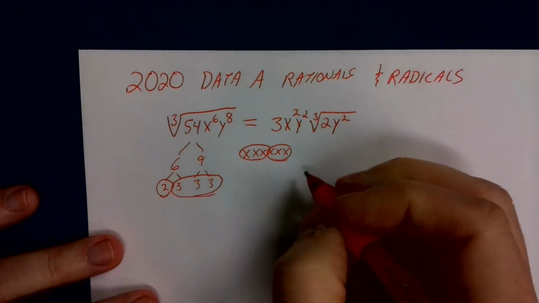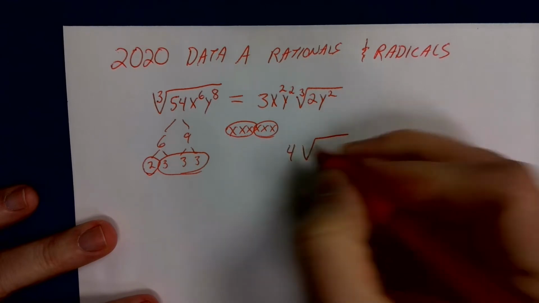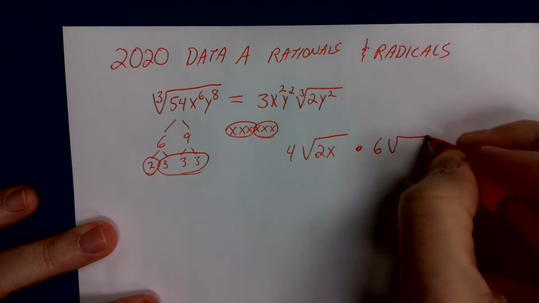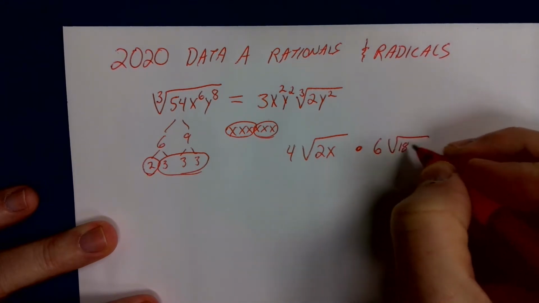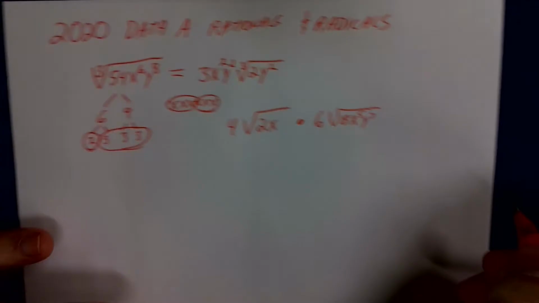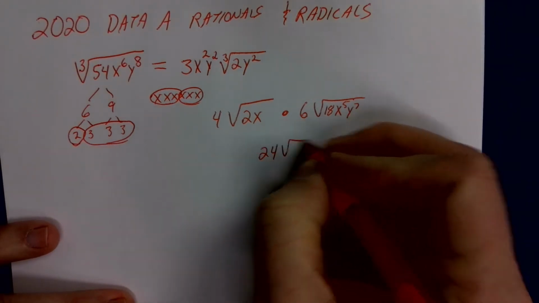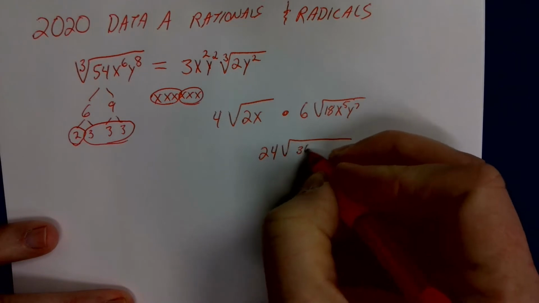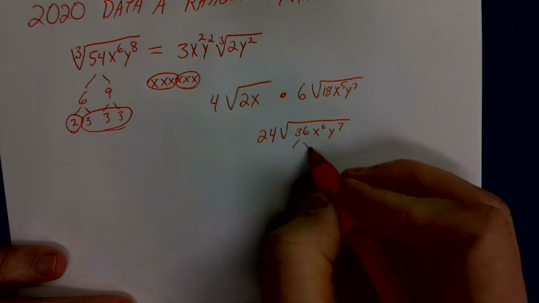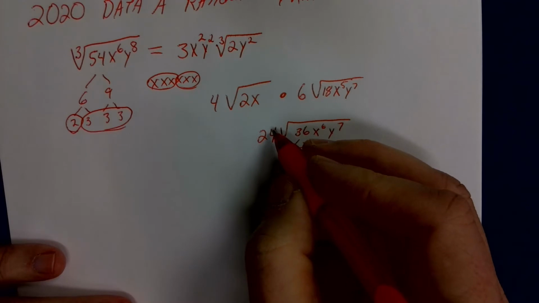On your second test right now, you have to be able to do multiplication with this stuff. So let's say that I've got 4 square roots of 2x times 6 square roots of 18x to the 5th, y to the 7th. Well, what I'm going to do is multiply these two things together, and I get 24 square roots of 36x to the 6th, y to the 7th. Square root of 36 is a 6 and a 6, so there's your twin 6's, and that gets to come out. And 6 times 24 is 144.